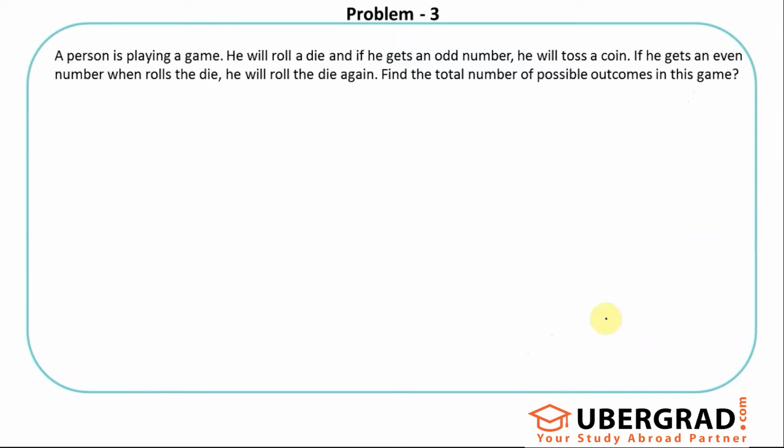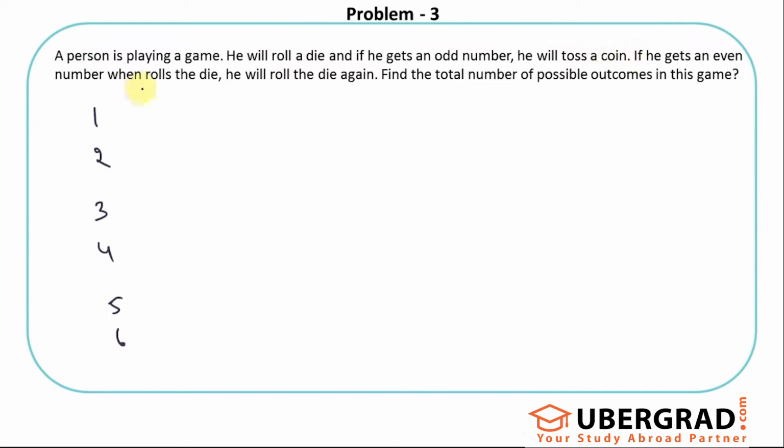So it says a person is playing a game. He will roll a die, and if he gets an odd number, he will toss a coin. If he gets an even number when he rolls the die, he will roll the die again. Find the total number of possible outcomes in the game. So let me show it in a slightly manual way first, so that you get an understanding. What are the possible outcomes if someone rolls a die? 1, 2, 3, 4, 5 and 6, right?